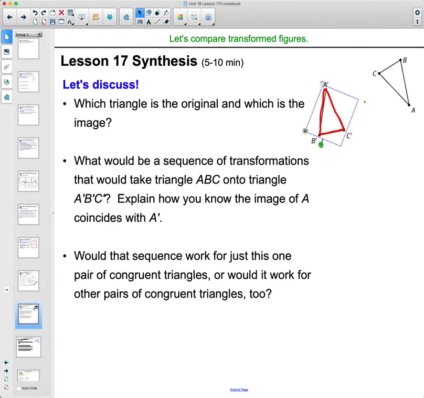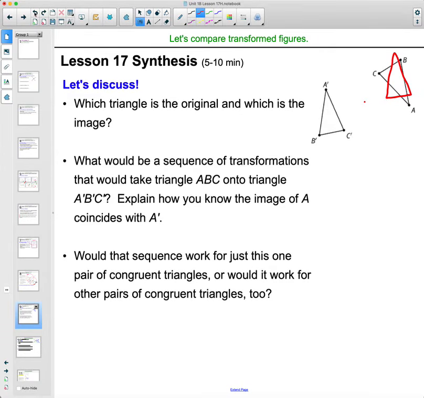Okay, so maybe not quite 180 degrees. So let's see. If we rotate this, let's see, this would be 90. So this is something like maybe 135. And then translate. So rotate it around itself, and then you could translate. So now this is point B. This is where point B moved to, and then move B to B prime.